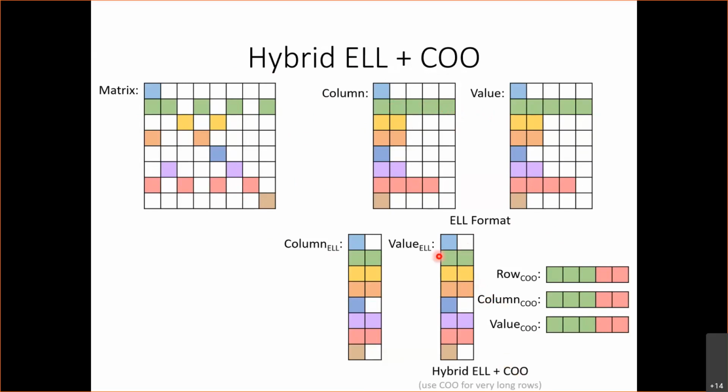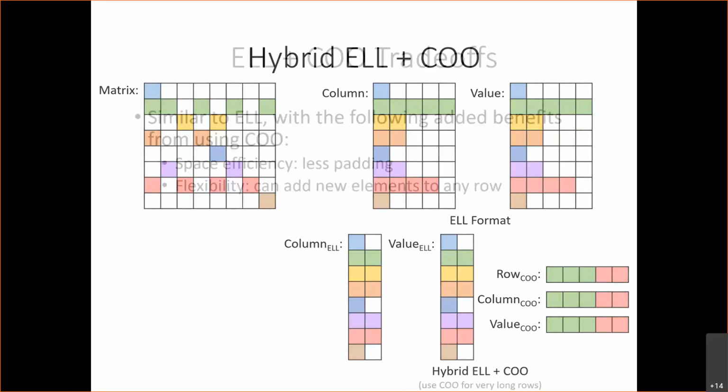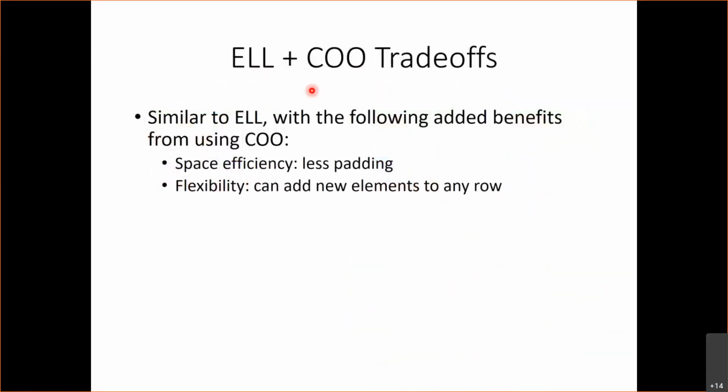We can add an element to any row by checking if there's a padding element, and if there's no padding element for us to replace with a non-zero, we can simply add it to the COO part of the representation. Okay? Hybrid ELL COO gives us all the benefits of ELL, but adds to that the fact that we have less padding, and we also have the flexibility of adding an element to any row as opposed to just the rows that have it maxed out. Is that clear? Any questions?